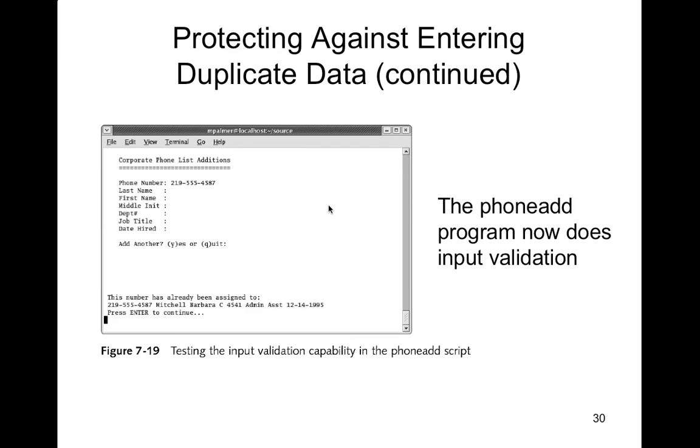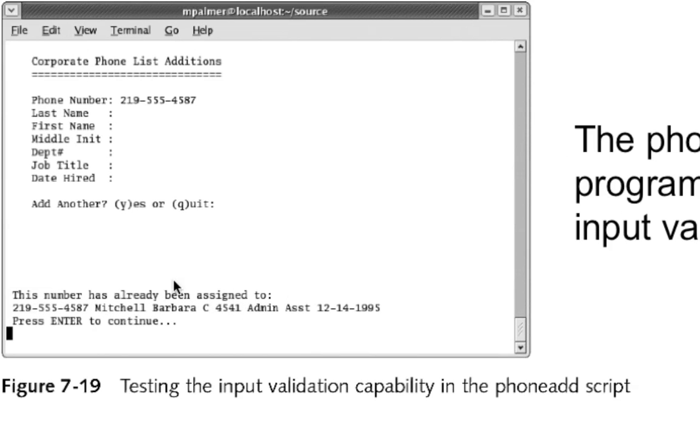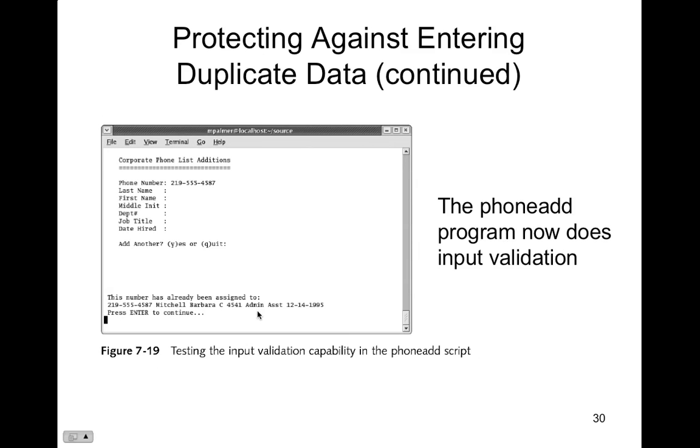So protecting against entering duplicate data, as in the example to continue it, the phone add now would have an input verification. I would see, is this phone number already in the system? If it is, it goes down here and says, well, this person's already in the system. The number's already been assigned to so-and-so. And you can see this message that was printed on the bottom of the screen. The number has already been assigned to somebody, so you can't put it in.